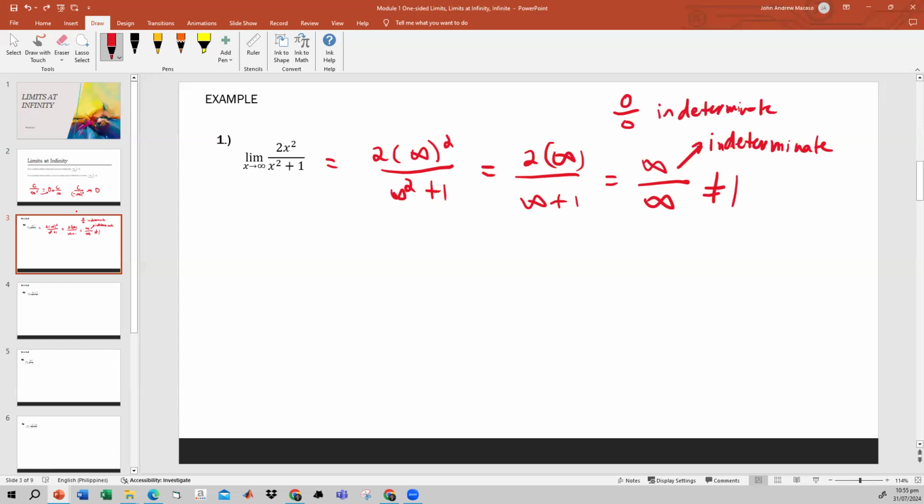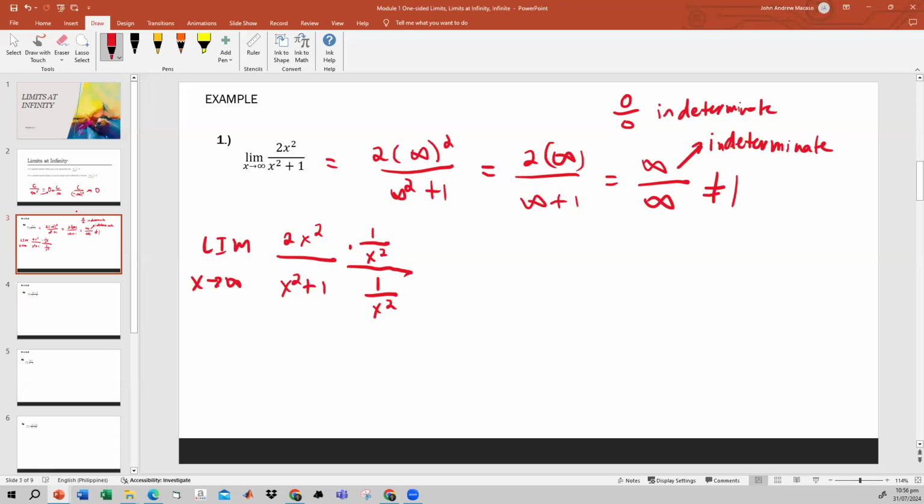In that case, I will rewrite this by multiplying the reciprocal of the highest degree. Our highest degree is x squared, so you just need to take the reciprocal of this and multiply it on both numerator and denominator, as x approaches infinity. So I just need to multiply 1 over x squared on the numerator as well as on the denominator.